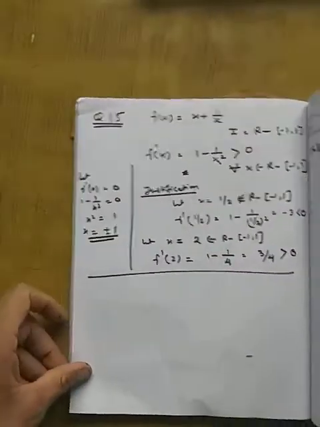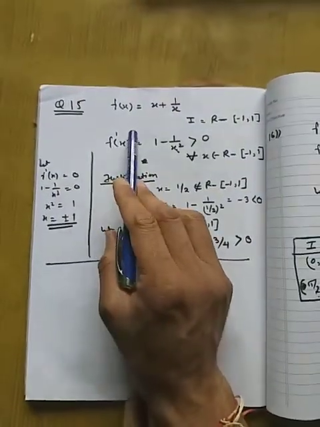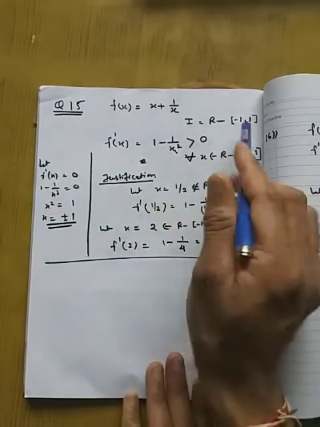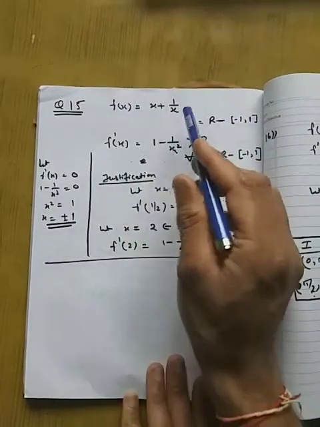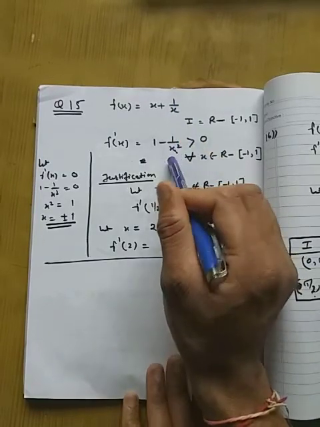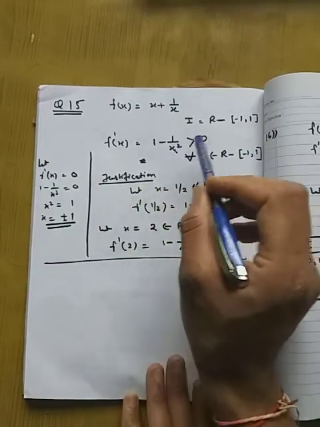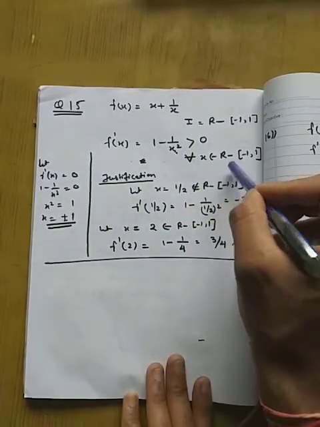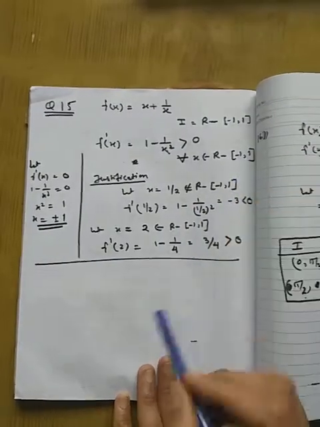Question number 15. We have to find out that the given function is increasing for the interval disjoint from the closed interval of −1 to 1. At first I will differentiate it. f'(x) = 1 − 1/x², since the differentiation of x is 1 and the differentiation of 1/x is −1/x². Since f'(x) will always be greater than 0 for the value of x belonging to R minus the closed interval of −1 to 1, you can justify the answer like that.